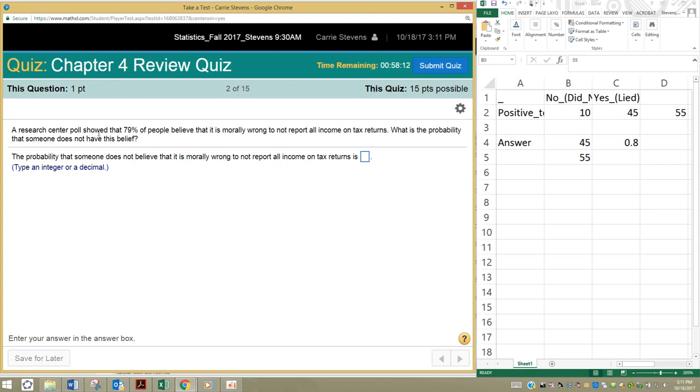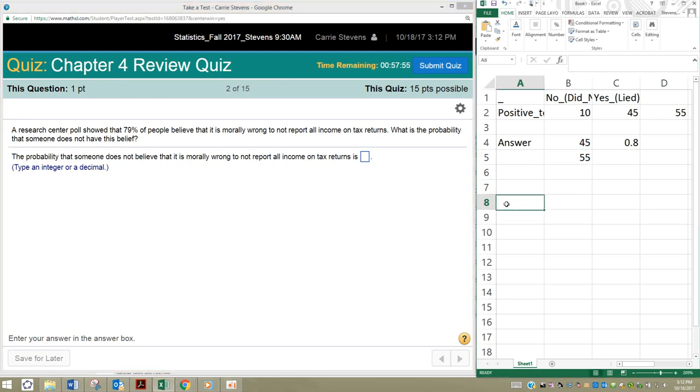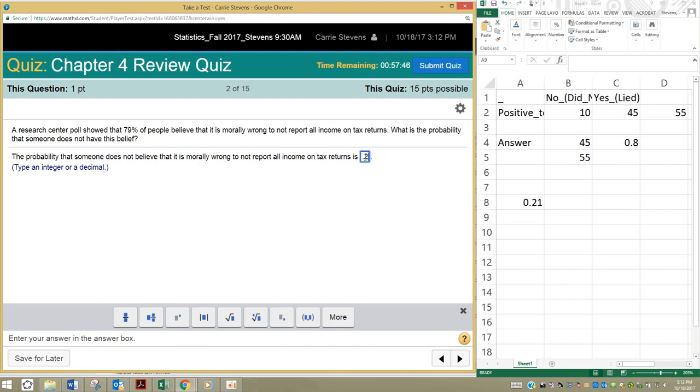A research center poll showed that 79% of people believe that it is morally wrong to not report all income on tax returns. What is the probability that someone does not have this belief? Oh, that's the law of complementary events, isn't it? Yeah, so it's just going to be equal to 1 minus 0.79. So the answer is 0.21.